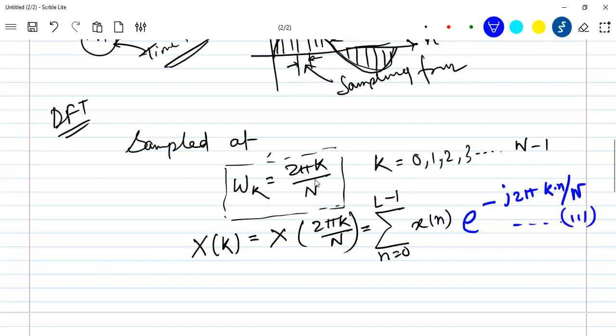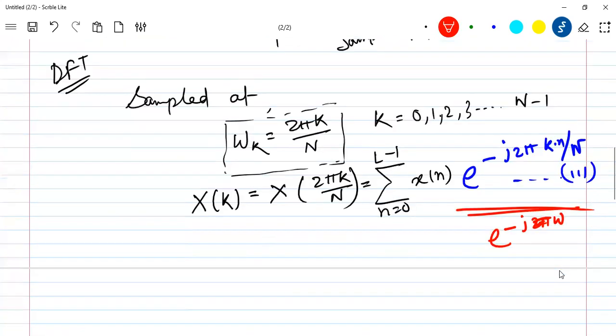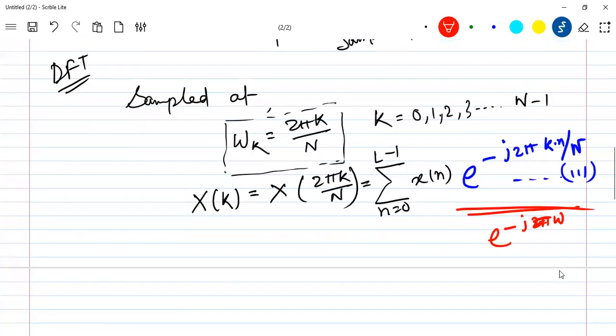Yes, because in the previous case you found we write e to the power minus j omega n. So in place of omega, we sample it as 2 pi k by N. We just sample it by 2 pi k by N. Clear? Yes. Okay.